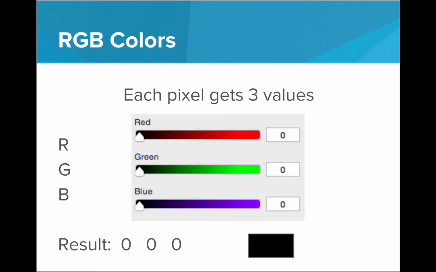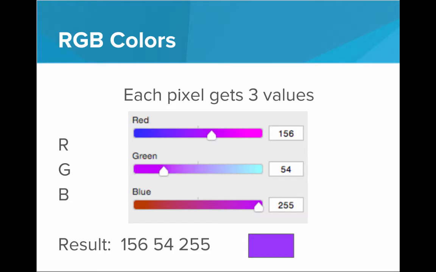So how exactly does this work numerically? How exactly can we give a number for a color with an RGB encoding scheme? Well, the way this works is each pixel gets 3 values. 1 value for red, 1 value for green, and 1 value for blue. And putting those 3 values together makes a color. So if we have 0 for every channel, then we have no light. We have a black pixel.